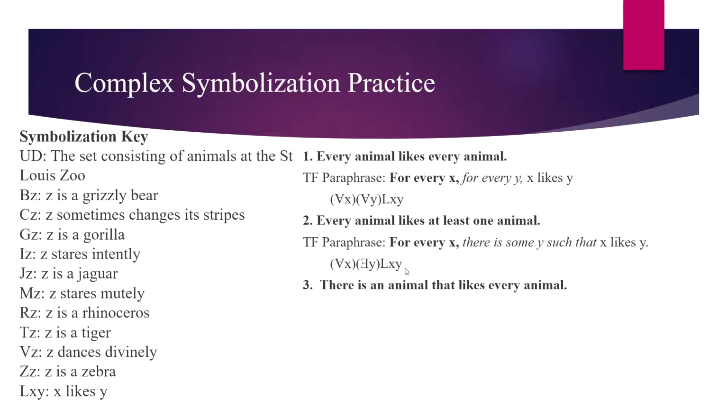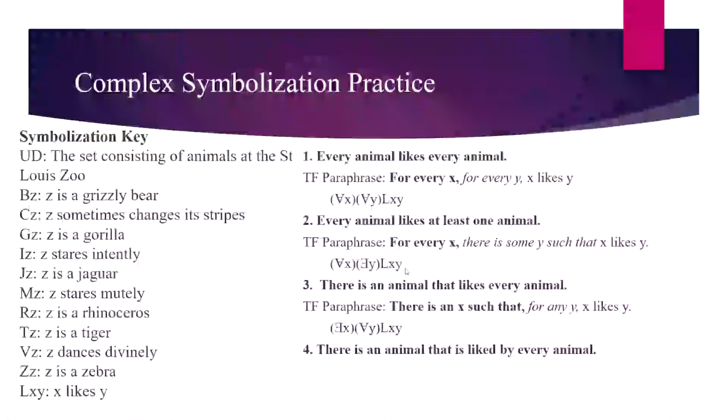Now we have, there is an animal that likes every animal. So there is just one animal that likes every other animal, including themselves. So here we're going to change the order. Our paraphrase is going to be, there is such an X that for any Y, X likes Y. There's at least one animal that, for every other animal, X likes that animal. So we get, there exists an X such that for all Y, LXY. Notice that changing the order of the quantifiers does change the meaning of the sentence.